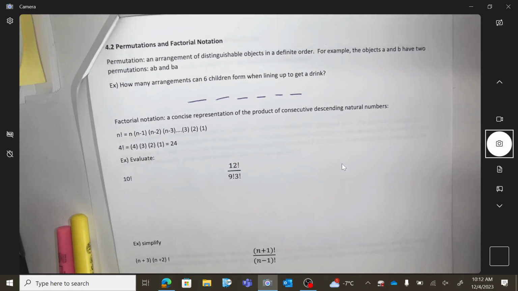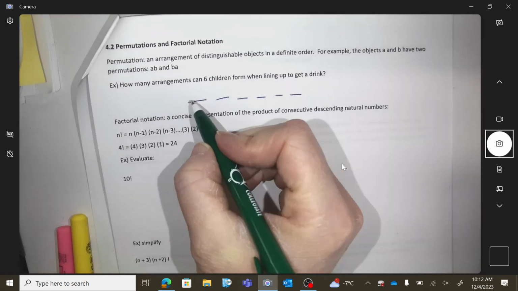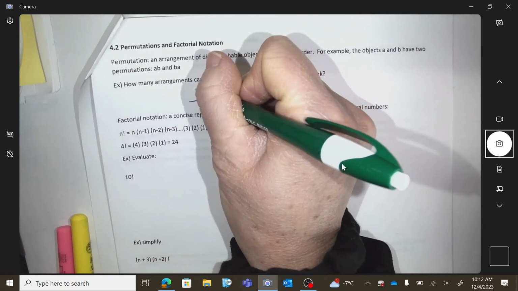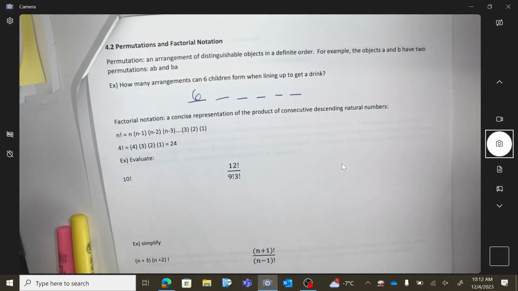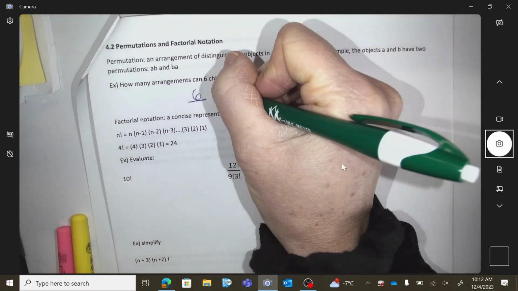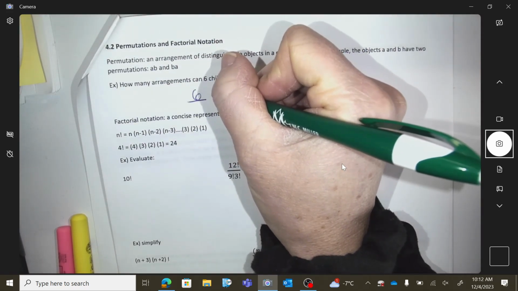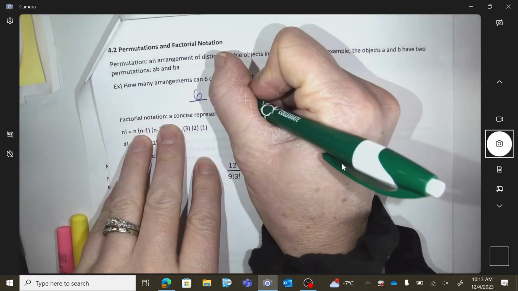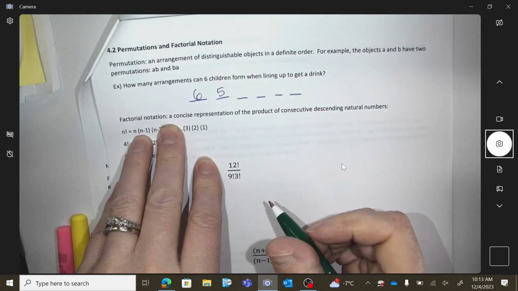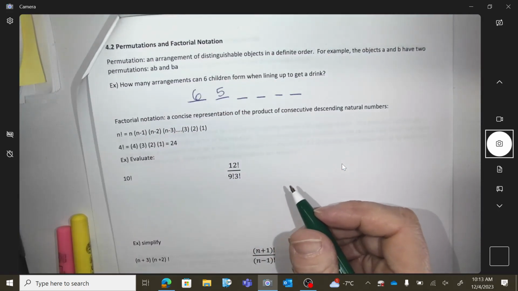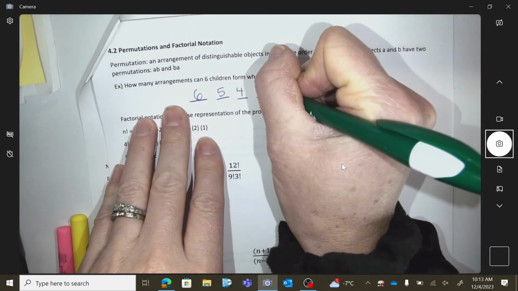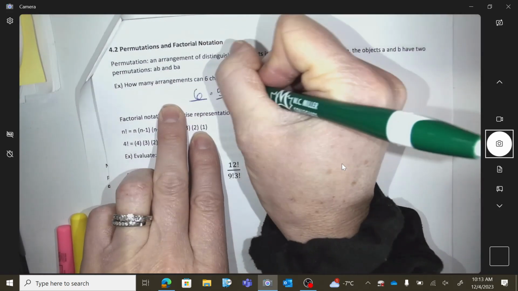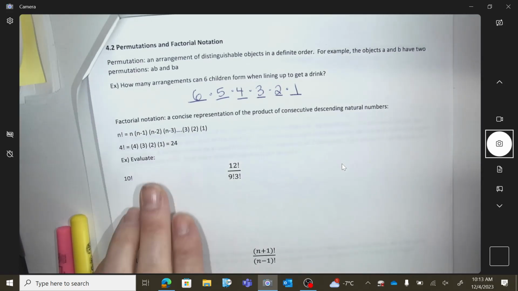So how many options do I have for the first position at the water fountain? How many kids could I put there? I have 6 choices, right? Then somebody's standing there. How many kids could potentially go into the next spot in line? 5 kids. Then how many kids could I put into the next? 4, 3, 2, and 1. And then the math operation would be multiplying.